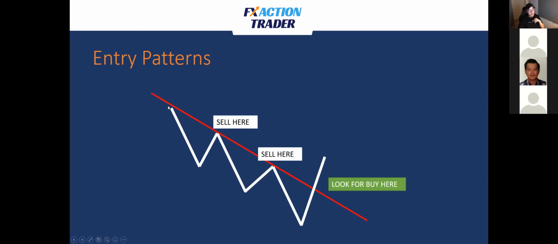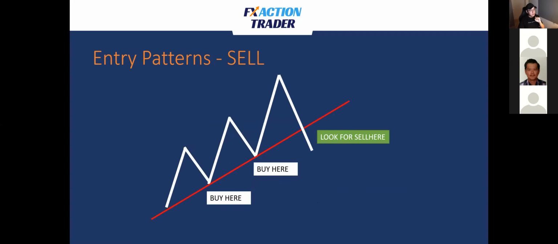So I recap the entry patterns here. When the trend line is being retested, we look for a sell here, and when the trend line is broken up, we look for a buy. This is for a downtrend market. For the uptrend market, where the market is retesting the trend line here, we look for a buy, and when the trend line is broken, we look for a sell. There's a typo here. We look for a sell here.